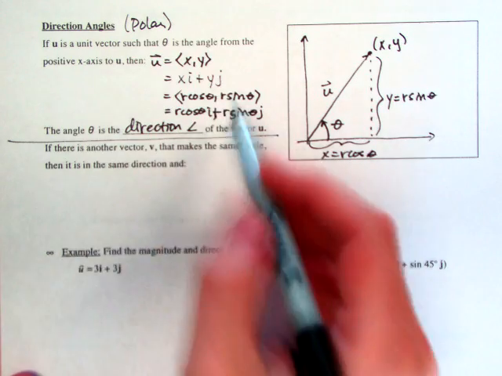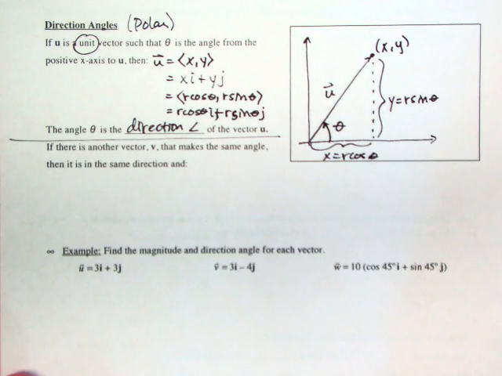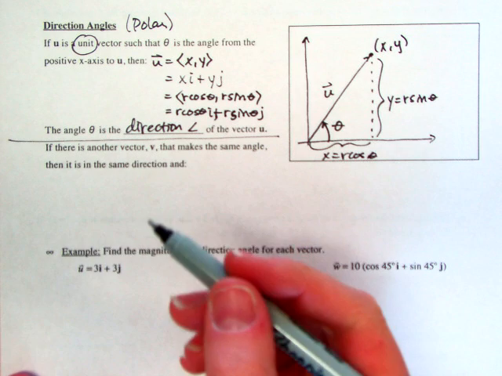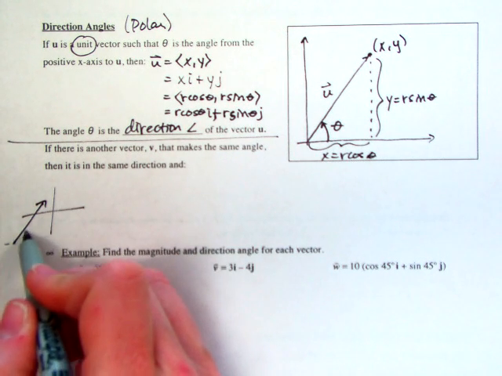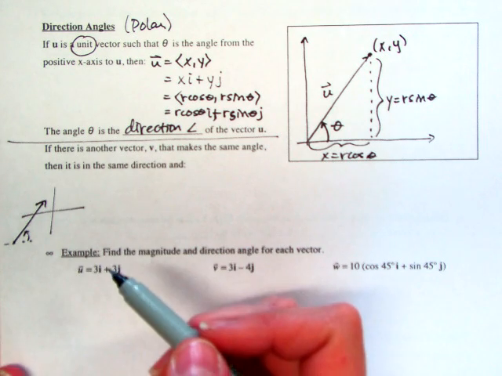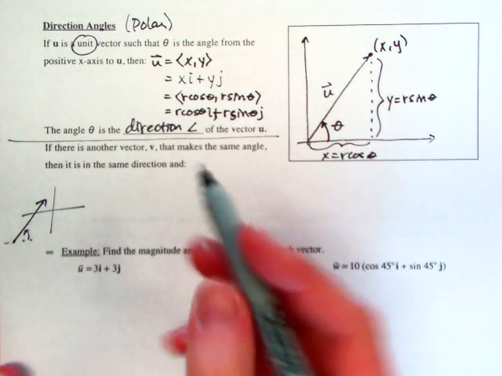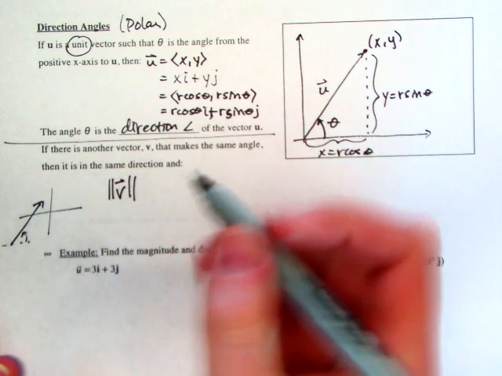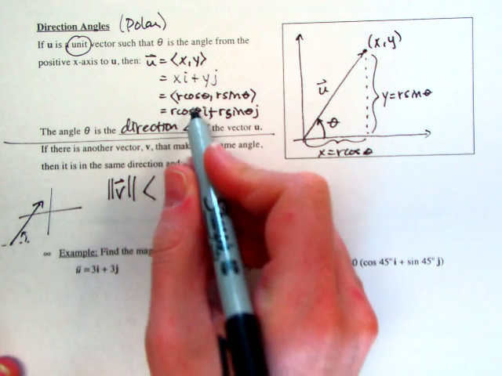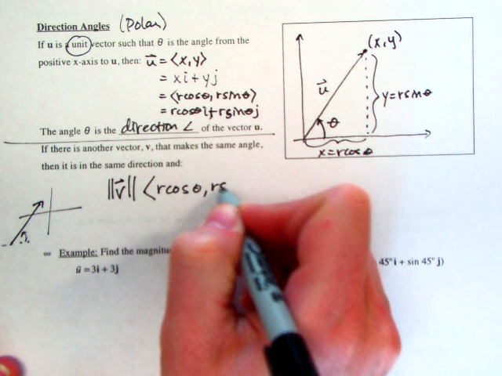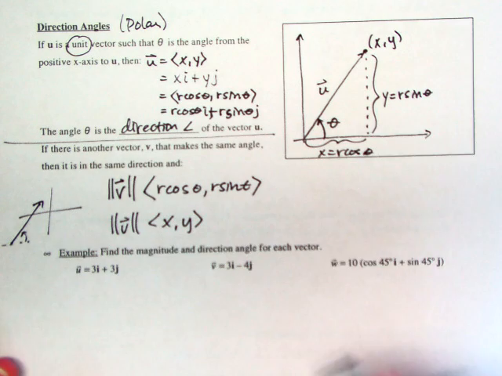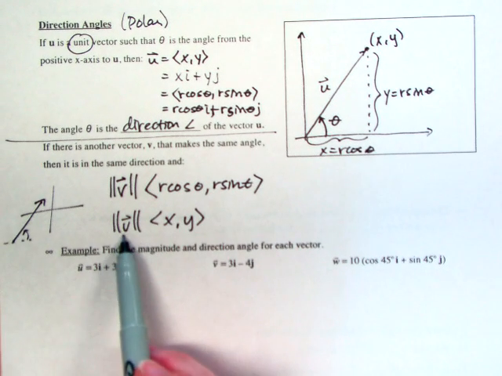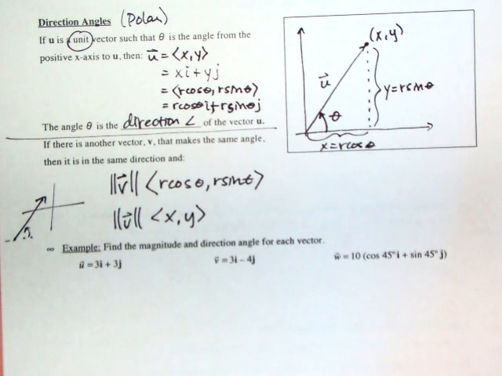We're talking about a unit vector, so it has a length of 1. If there's another vector out there, V, that makes the same angle, maybe it's down here, but it makes the same angle, in the same direction, okay? Then all I have to do is just adjust length for however long V is. And I can just do that by multiplying my XY, my component form. Just take the vector I had and just change its length. As long as it has the same direction, then we're pretty much looking at the same vector, okay, just different length.